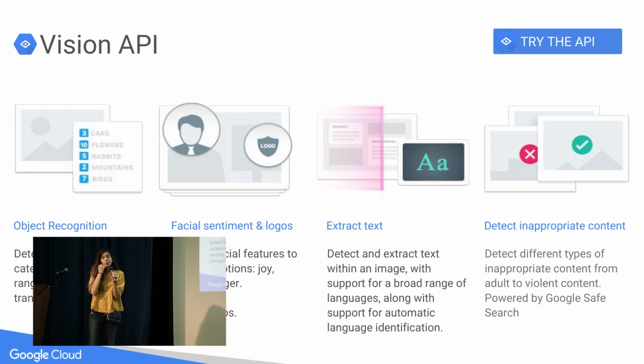Okay. So I will go over the APIs real quick just to show you what features are possible in these different APIs. We have, for example, the Vision API. You have object recognition. It will recognize all of the objects in the image. It has facial sentiment. I will show you later in the demo, hopefully it will work. It will tell you, for example, if this person is joyful, sad, or angry. It can also detect logos. You can also extract text.